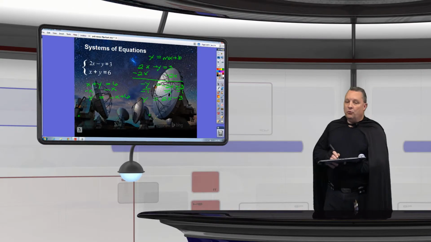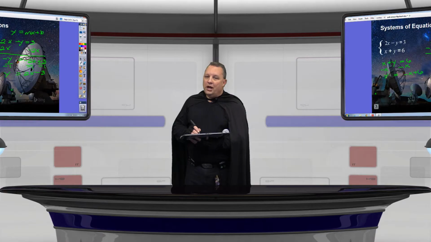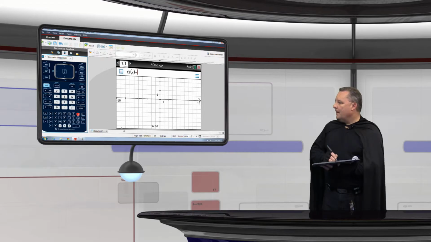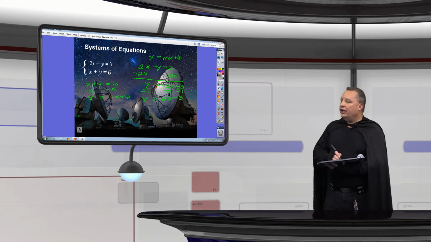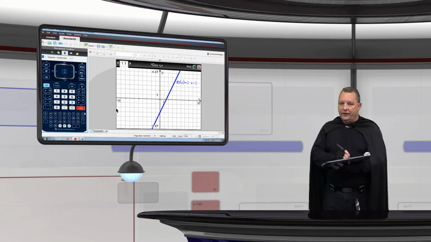So now I'm going to bring up my graphing calculator and I'm going to graph each one of these. And what we're looking for to see if we have a solution, if we do, there will be a point of intersection. The first equation was y equals 2x minus 3. So I type that in, 2x subtract 3. And there's the graph of what that looks like.